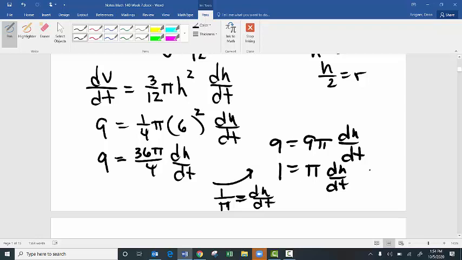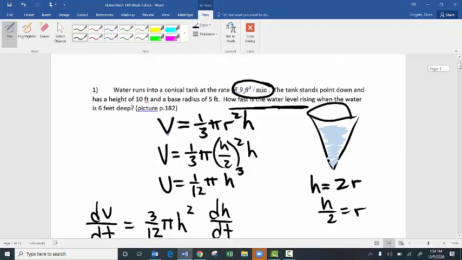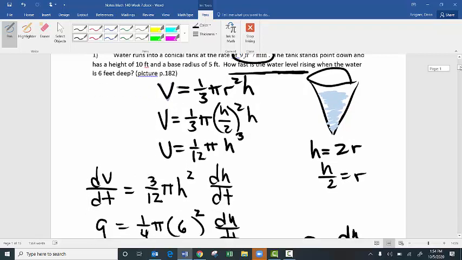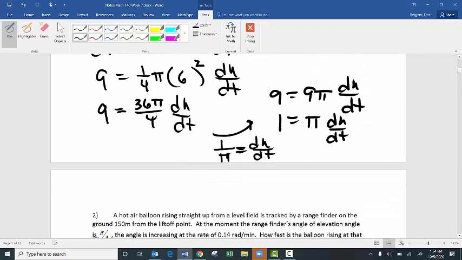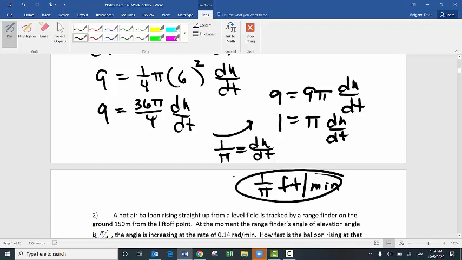And then you have to go back and look at the units. So the height, I believe, is measured in feet, and then the time is per minute. Okay. So this unit is 1 over pi feet per minute. This is the rate the height is changing. This is your answer. Okay.